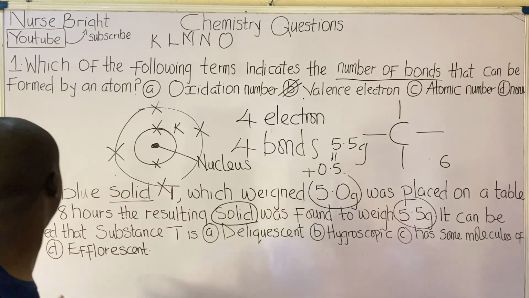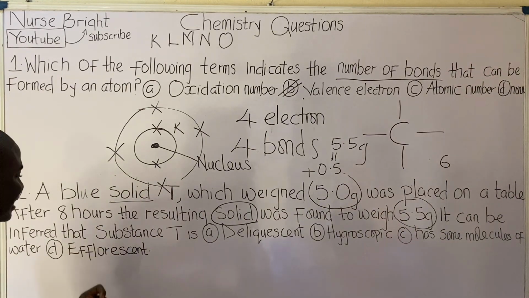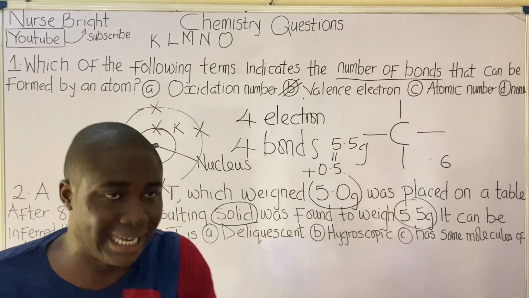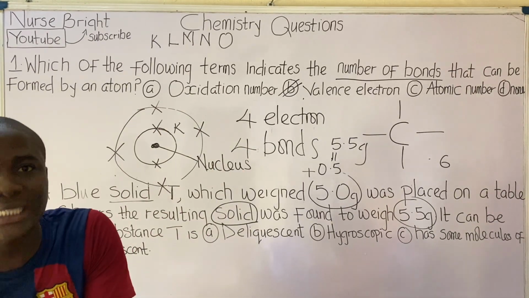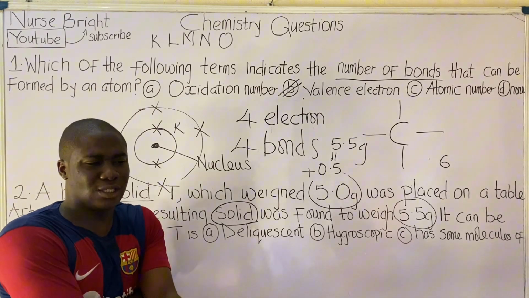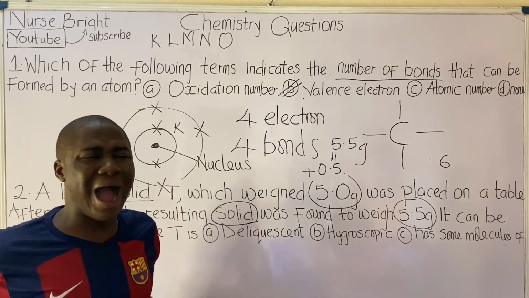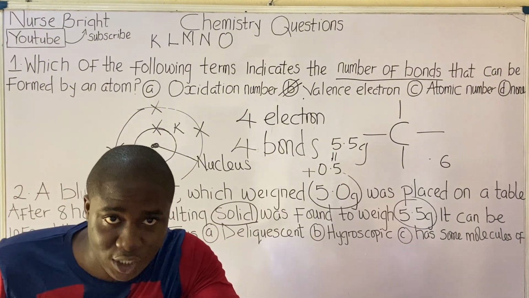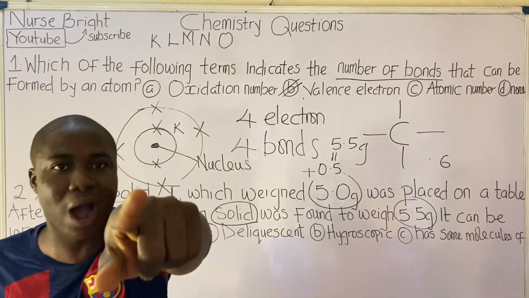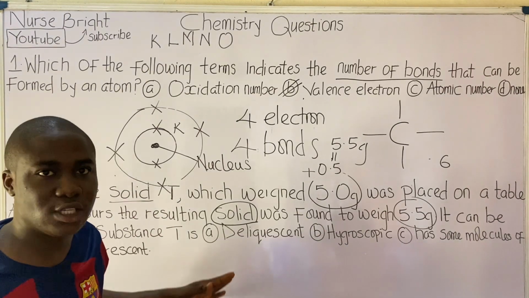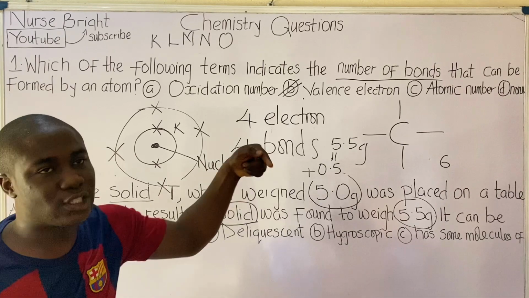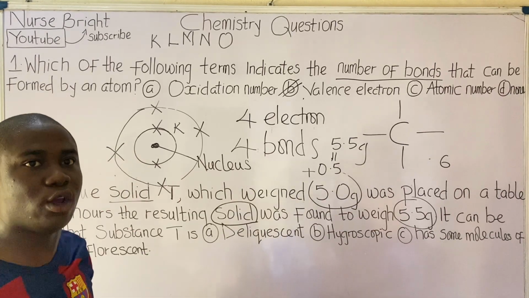It can be inferred that substance T is what? We kept substance T on a table, but after some period of time the mass of substance T changed and it increased. What happened to substance T? That's what they're asking us to denote. You can see what they wrote here in the options.